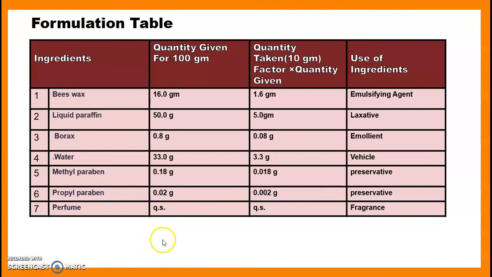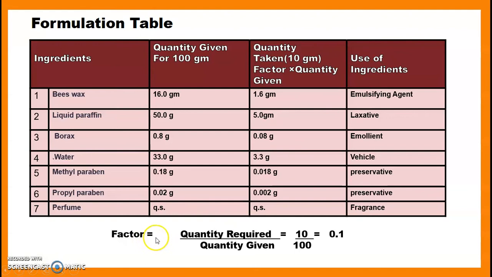This is the formula given for 100 gram, but we have to prepare only 10 grams of the cream. For that we prepare a factor. Factor can be calculated by quantity required upon quantity given. Here the quantity required is 10 gram and quantity given is 100 gram, so our factor is 0.1. By this factor we multiply the quantity given and ultimately we get the quantity taken.